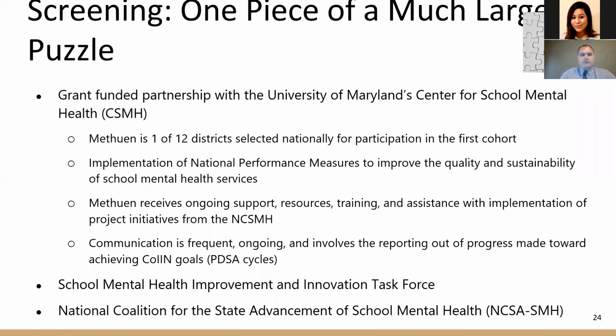And a lot of the work that we engaged in during that period of time was assessing the degree to which we were establishing a comprehensive school mental health system. We did that by using the SHAPE system and by reflecting on our engagement in practices that aligned with the national performance measures. So if we could jump to the next slide.